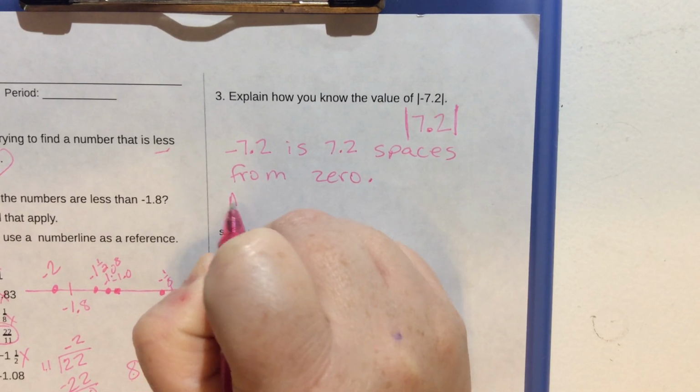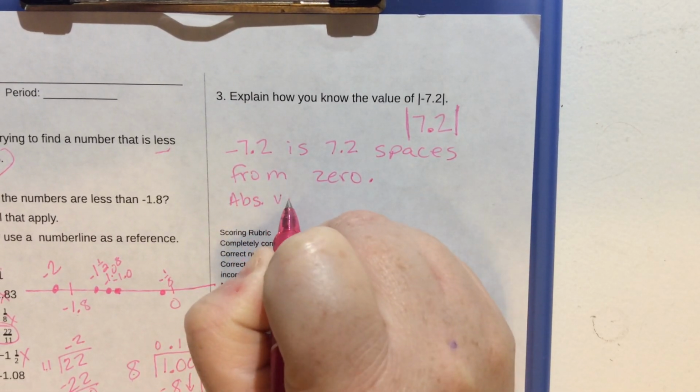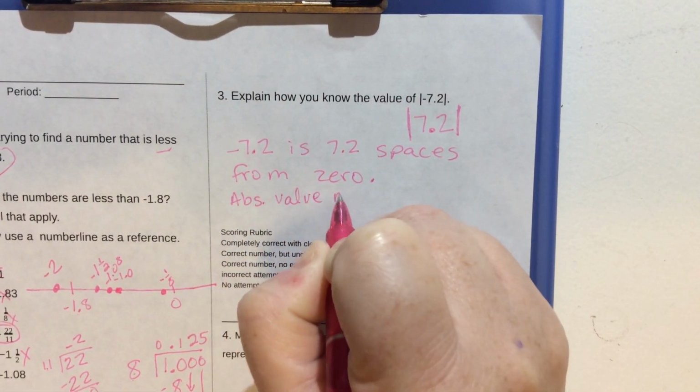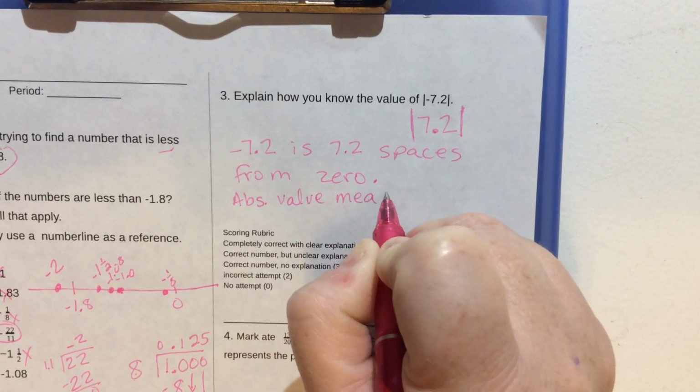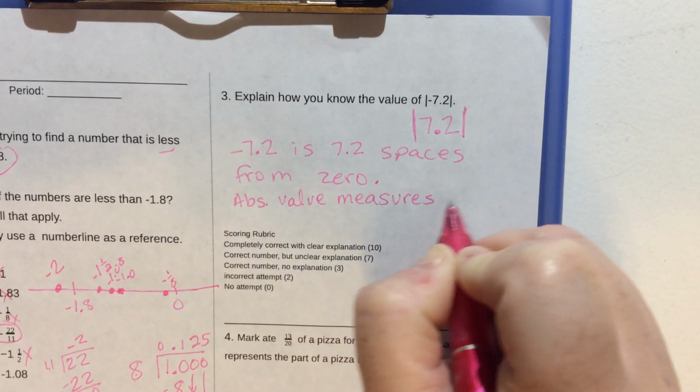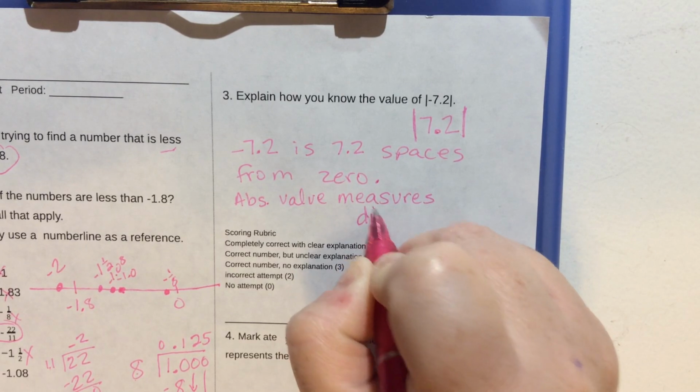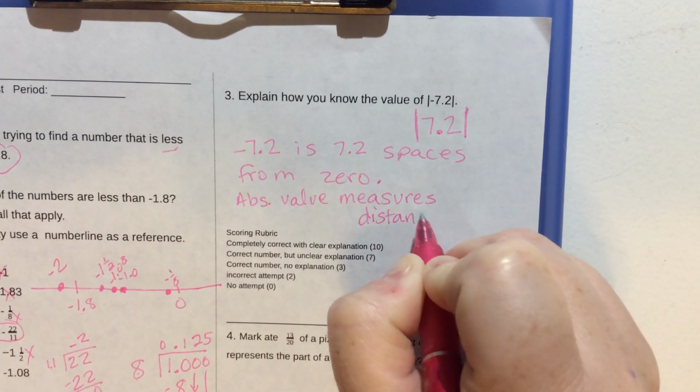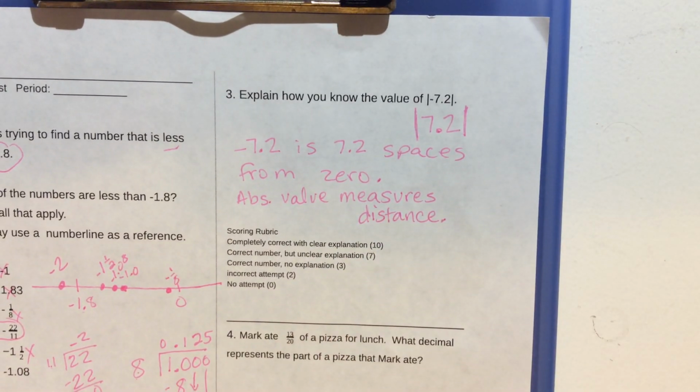You could say absolute value measures distance. That's enough explanation for me. That tells me you know what you're doing, that you understand absolute value.